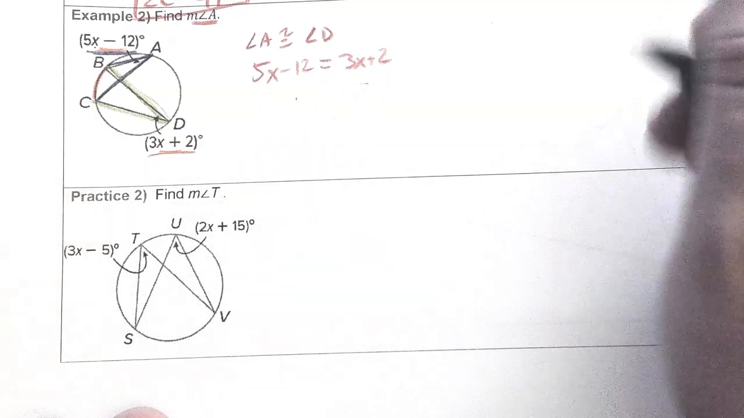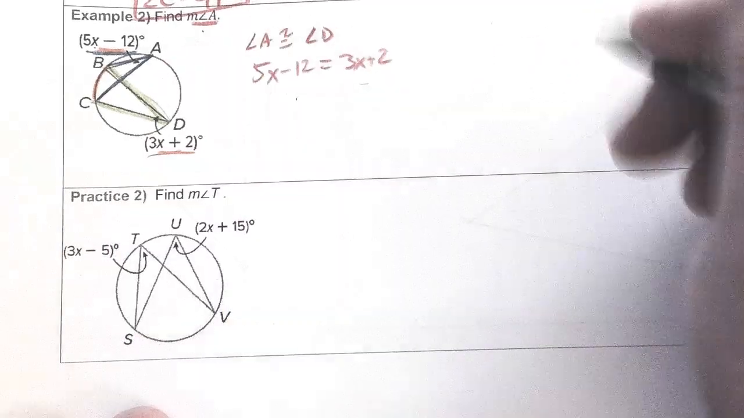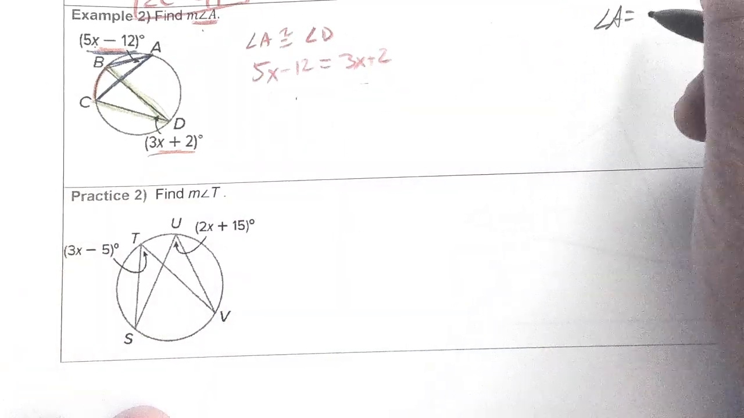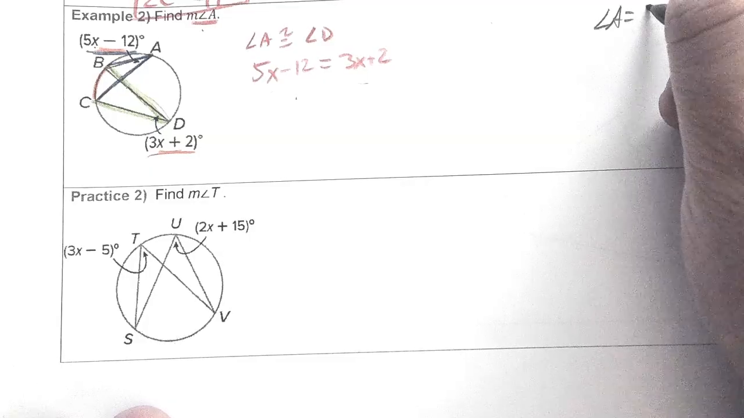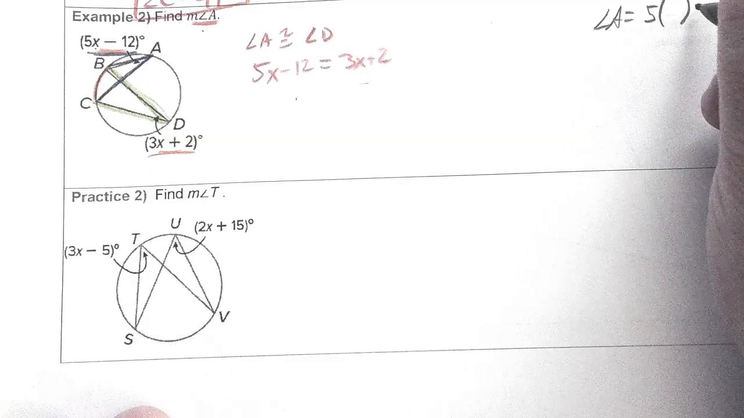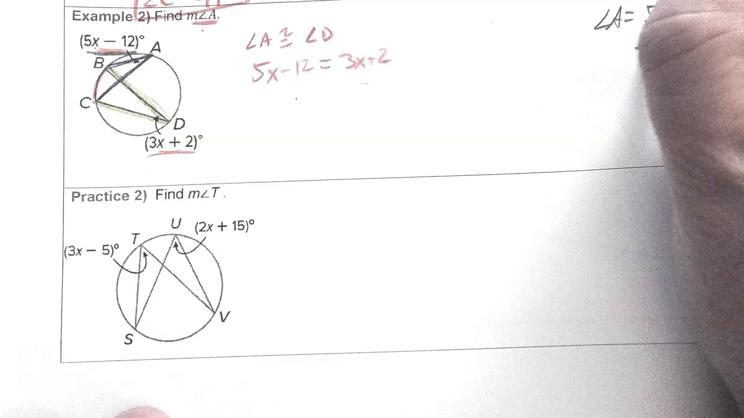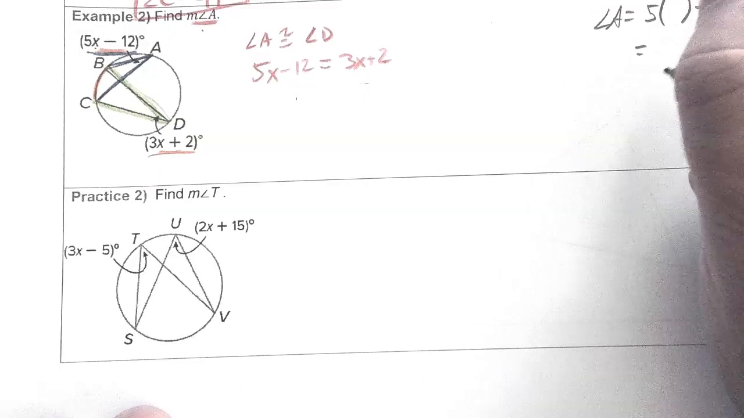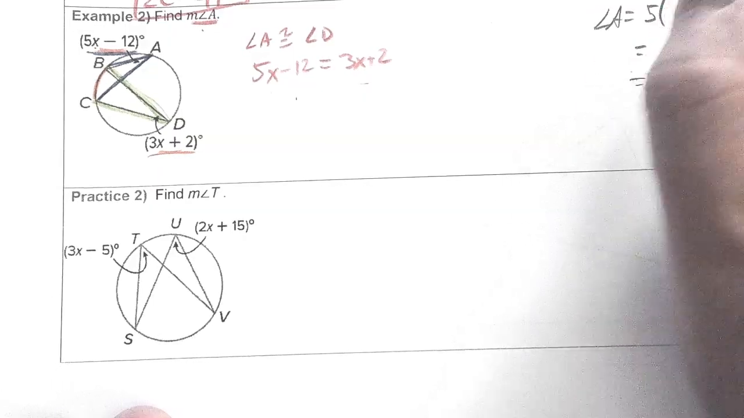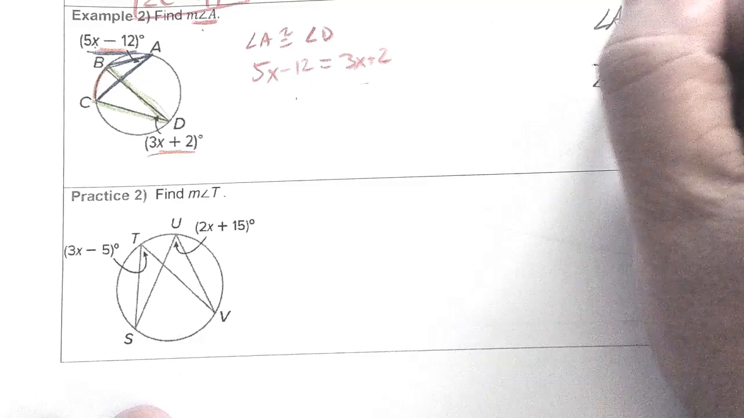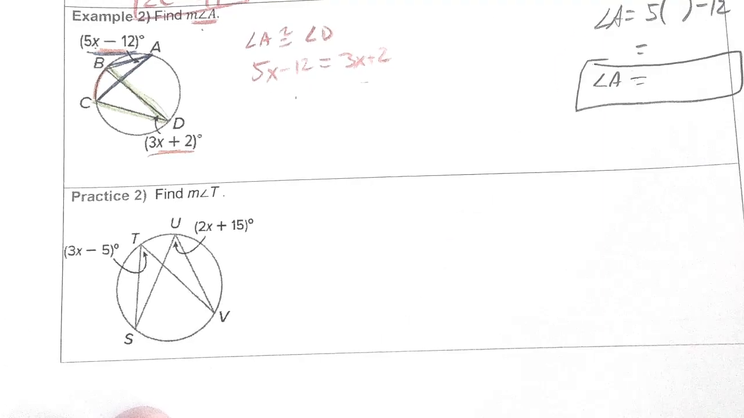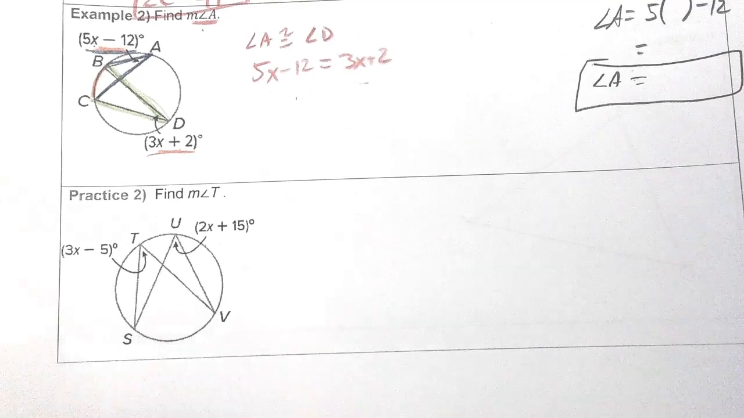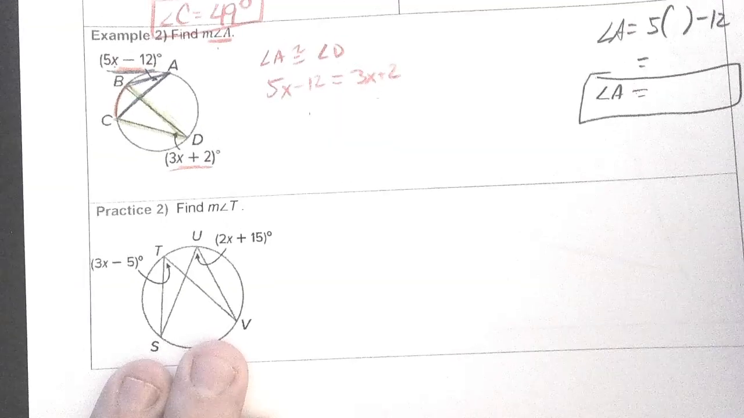All right, so we're going to put these together. Now, we need angle A, so we're going to go over here and put angle A equals 5, we're going to leave a spot for x once we find it, minus 12. We're going to go down, show that, and then at the bottom we will solve. This is kind of a new thing I've started doing. It kind of helps us a little bit.